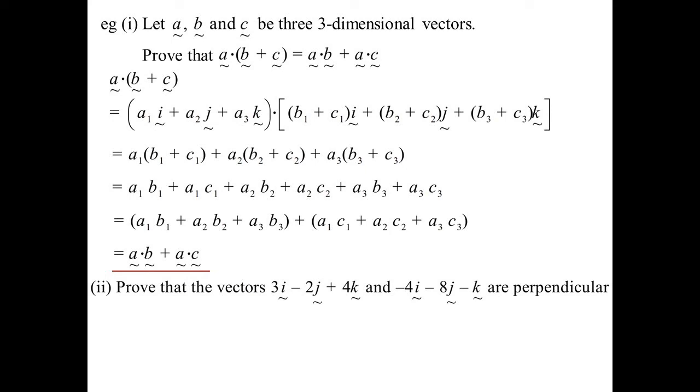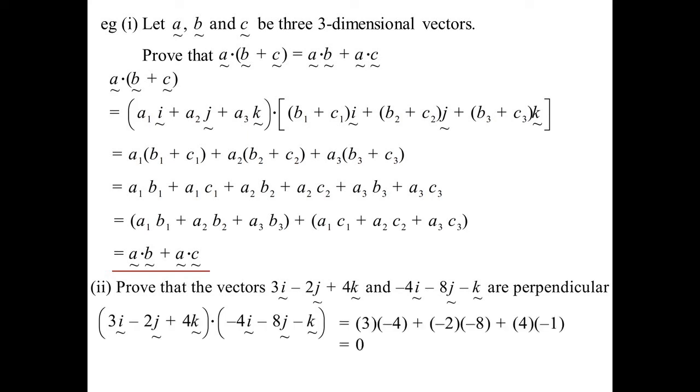We're going to prove that these two things are perpendicular. Same sort of question as we saw in 2 dimensions. Well, let's have a look at the dot product. 3 times -4, -2 times -8, 4 times -1. Yep, that equals 0. So we know those vectors are perpendicular.